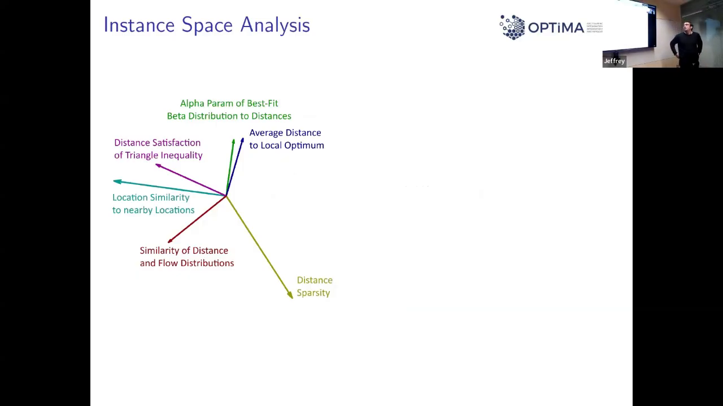So for this first instance space analysis, we're choosing six features. If you go and look it up on the Matilda website or type it into MATLAB or Python, whatever, you're going to get an n by 2 matrix. Here, it's a bit easier to read to represent it with these arrows. So if an instance has high distance sparsity, then that will tend to push it towards the bottom right of the plot, and so forth.